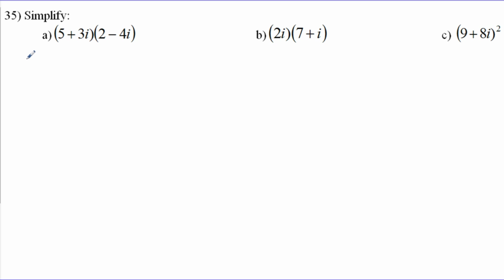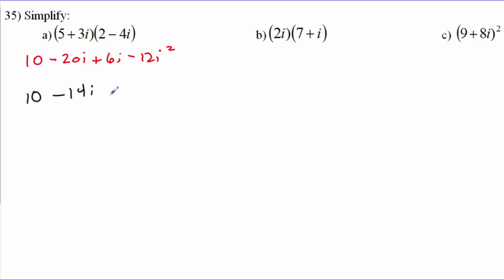So we're going to say 5 times 2 is 10. 5 times negative 4i is negative 20i. 3i times 2 is positive 6i, and then 3i times negative 4i is negative 12i squared. Right? So let's do a little combining. The 10 I'm going to leave alone. This is negative 14i.